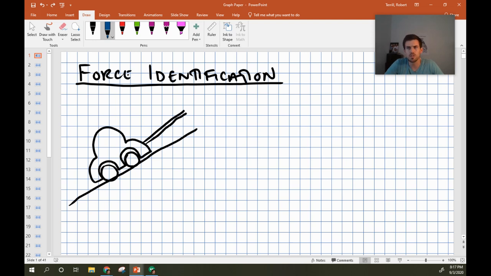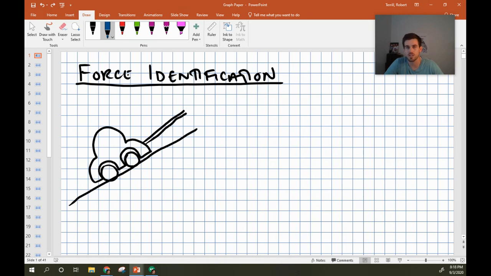All right, so one of the first and most critical skills that we need to develop in this unit is the ability to identify the forces that are acting on an object. So I'm going to give you guys a simple system here. The system that we're talking about is a car that's being pulled upward up a hill by a rope. And the system that we care about is the car.